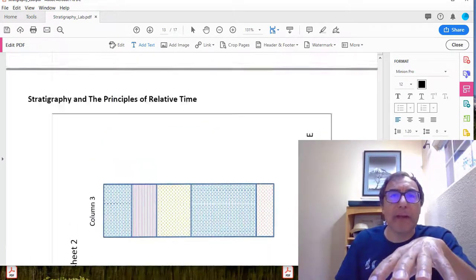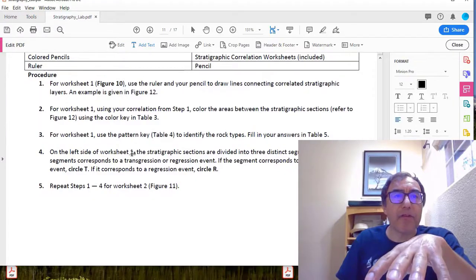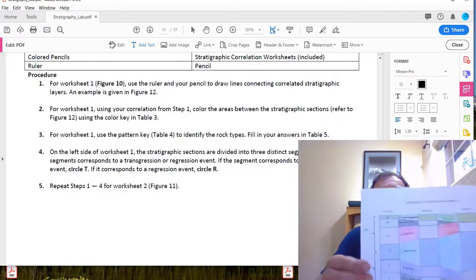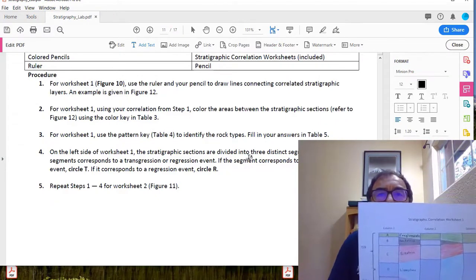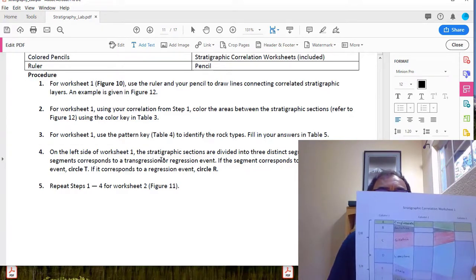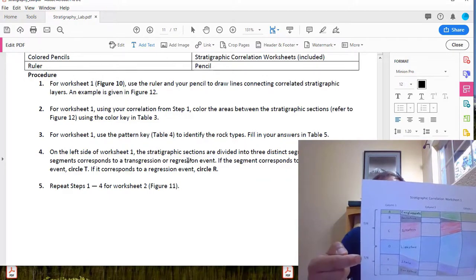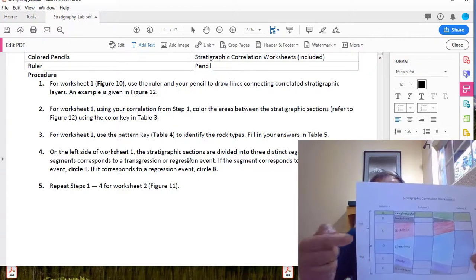And then once you've established that, the next step, on the left side of the worksheet, the stratification is divided into 3 distinct segments. So they're talking about, actually this only has 2 segments here. This segment up here and the one down here for the first one. Divided into, it should be 2 distinct segments. Each of these segments corresponds to a transgression or regression. So your job is to tell me whether you circle T or R to tell me whether it's a transgression or regression for both of those.